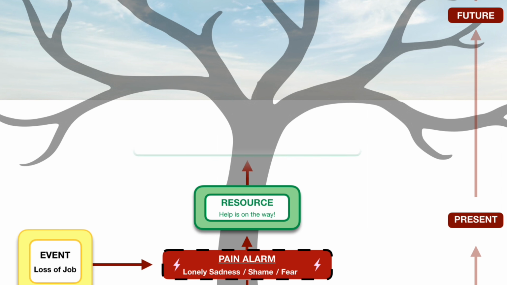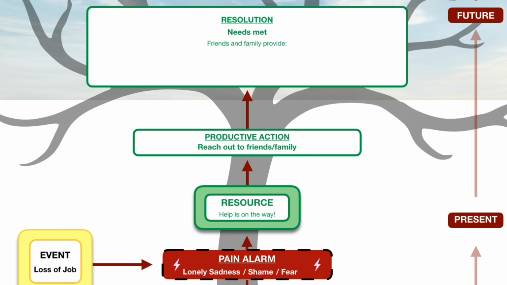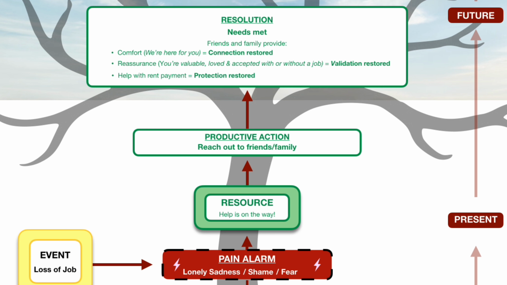Krishna follows his impulse to reach out to friends and family for support. And because Krishna does not feel the need to repress or hide his emotions, these vulnerable emotions also draw others to him. As a result, Krishna's needs are met. Friends and family provide comfort, which meets his need for connection, reassurance, which meets his need for validation. And his mum offers to cover Krishna's rent for a few weeks while he finds a new job. This meets his need for protection.